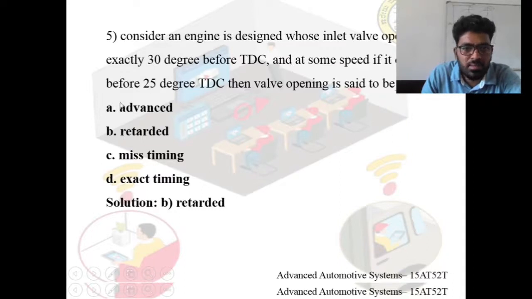If it opens before 25 degree at some speed, then the valve opening is said to be advanced or retard or mistiming. This is retard, because the exact valve timing is 30 degree, and if it opens earlier or later, then it is said to be retarded. So the solution is retarded. Okay.